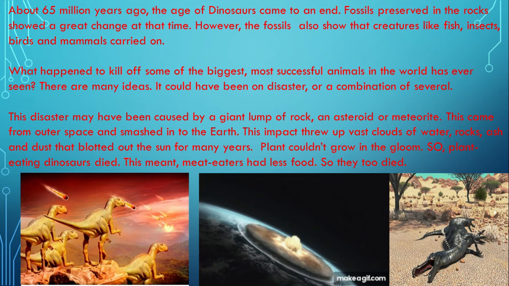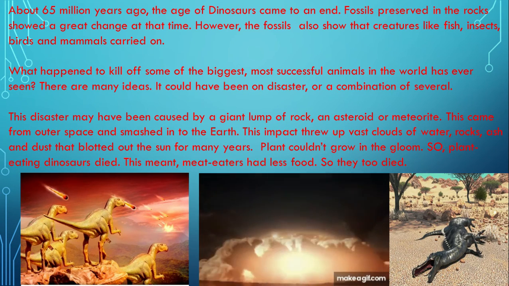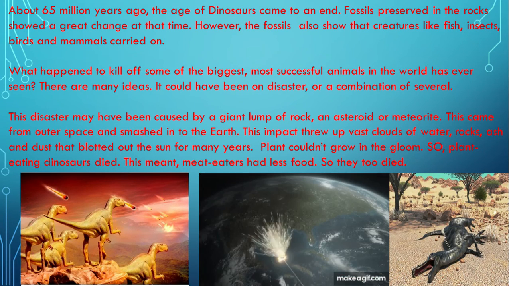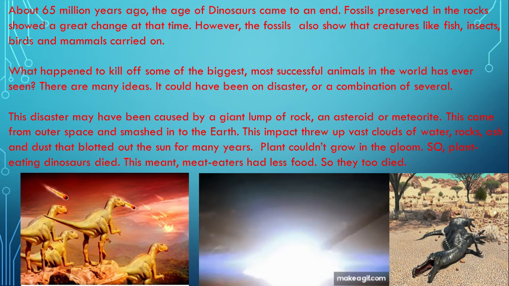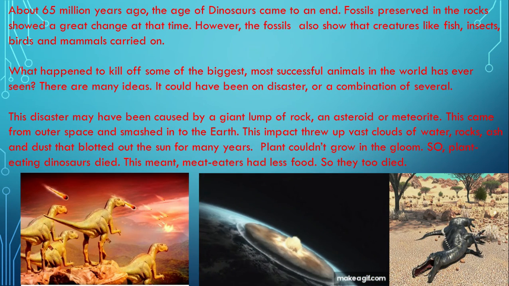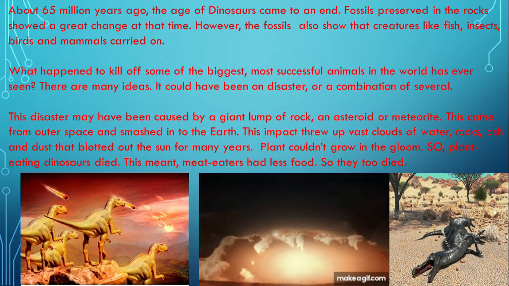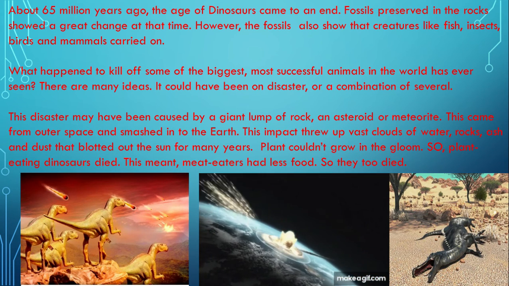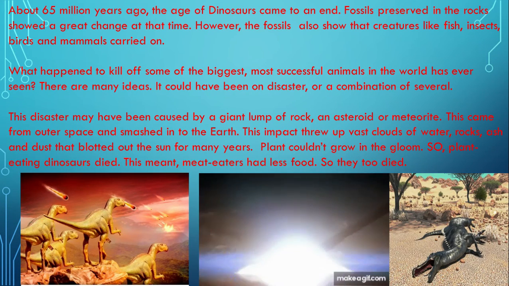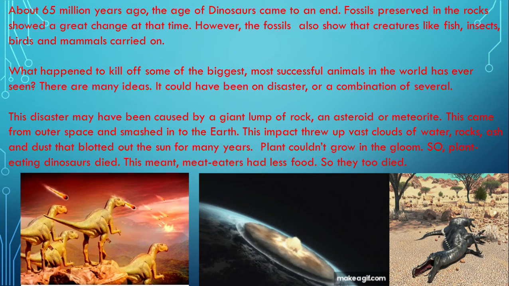Then you may have a question like this. What happened to kill off some of the biggest, most successful animals the world has ever seen? Well, there are many ideas. It could have been a disaster or a combination of several. This disaster may have been caused by a giant lump of rock, an asteroid or meteorite. This came from outer space and smashed into the Earth.